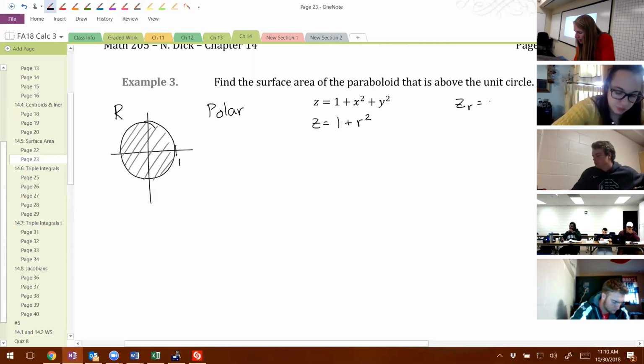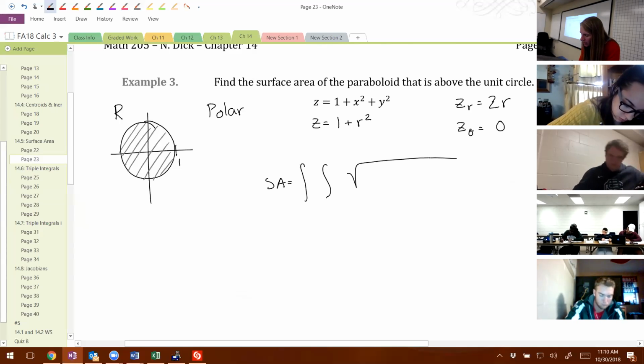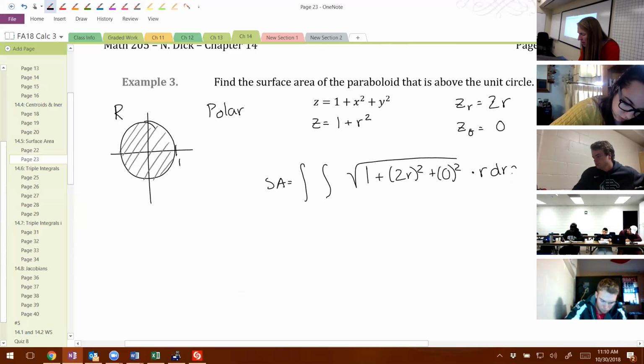The partial with respect to r is what? It's 1. I mean 2r, sorry. There you go, 2r. And what is the partial with respect to theta? 0. Yeah, there's no theta there, so it's constant, so it's just 0. So if we set up our surface area, I'll come back to the limits of integration in just a minute. My integrand is the square root of 1 plus the partial with respect to r squared plus the partial with respect to theta squared, and then don't forget times r, since we converted to polar coordinates, and stick with dr d theta.